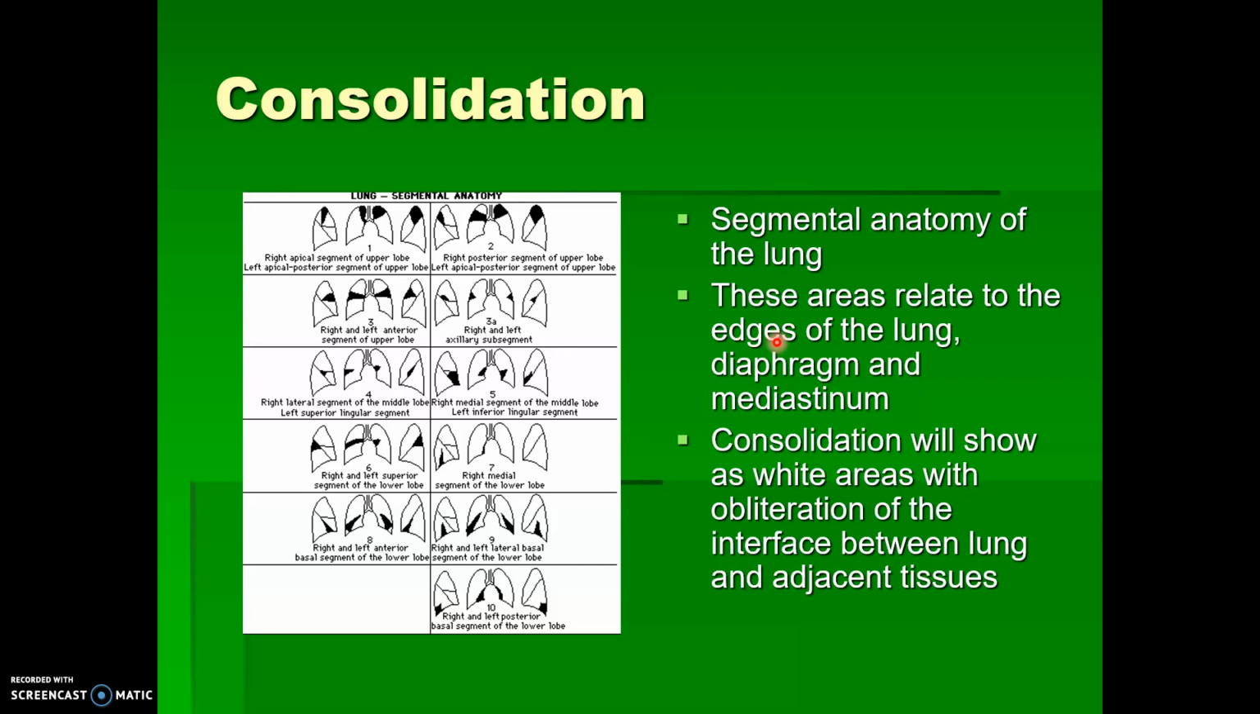Consolidation of the lower lobe of the lung, especially the basal segments, would lead to obliteration of some part of the diaphragm, whereas consolidation of the upper lobes tends to lead to obliteration of the superior mediastinal borders. And of course, with upper lobe pneumonias, you see that nice straight line representing the horizontal fissure as well.